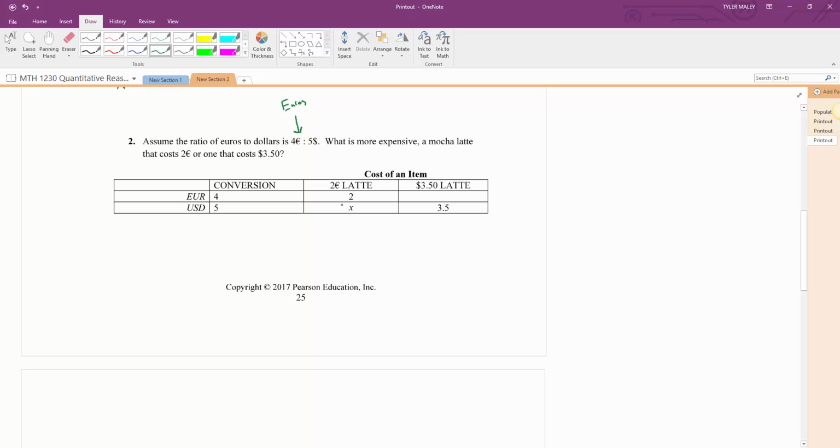Essentially, we want to know how much a 2 euro latte costs in US dollars. So we want to figure out X. Going from euros, we would do 4 to 5, so this is euro to US dollars. And then we have a 2 euro latte, and we have X here. So I can set up the proportion and solve. So X would equal 5 times 2 divided by 4.